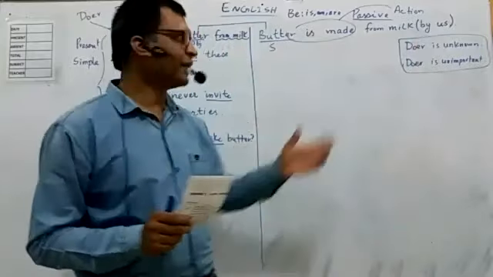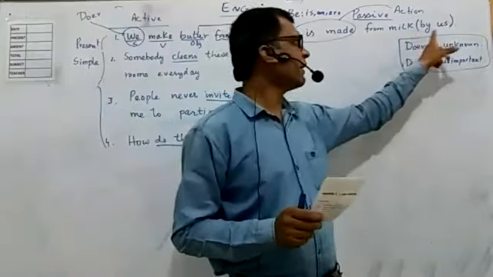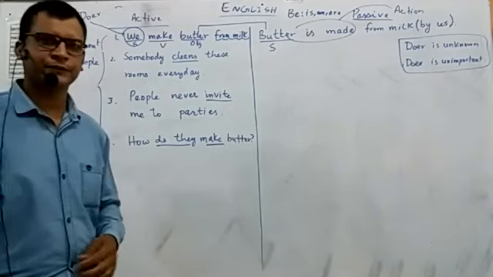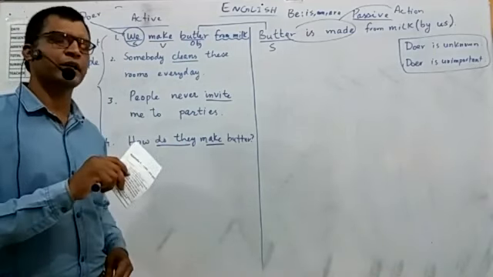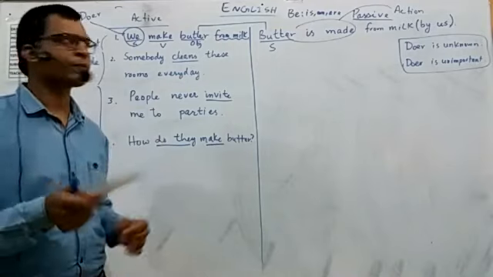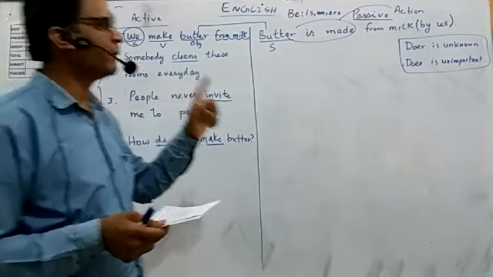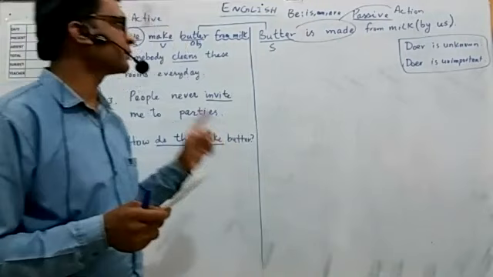If you want to add the agent, you will put "by," and then you will put "us," because the subject is "we" and the object is "us." So the subject pronoun is "we" and the object pronoun is "us." So, butter is made from milk by us.